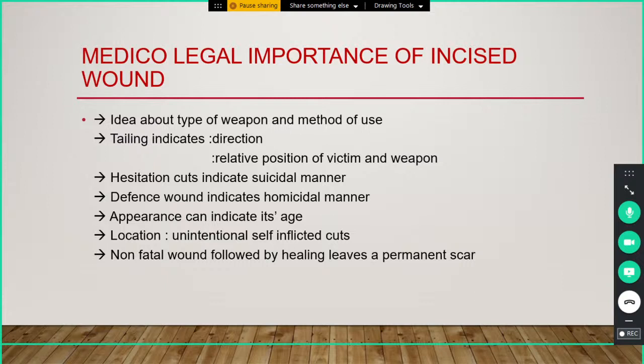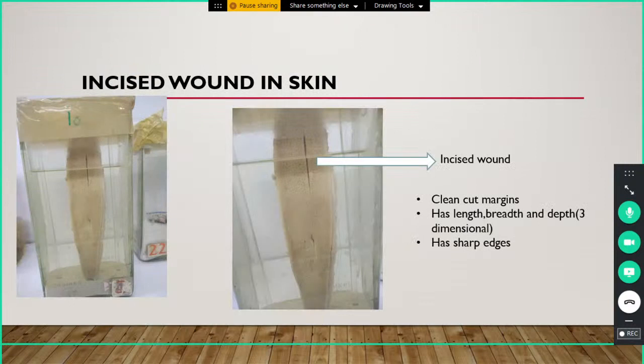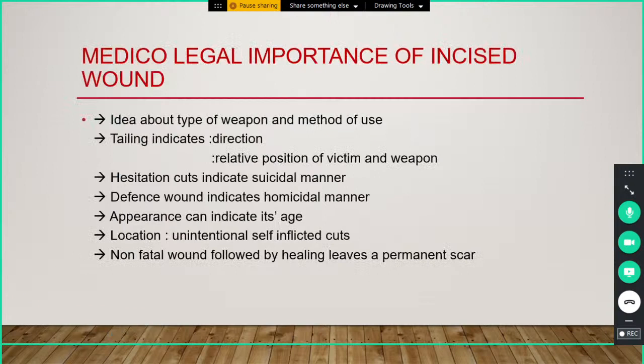What is the medico-legal significance of incised wound? From this incised wound, you can get the idea of the type of weapon or the method used. Can you appreciate tailing downwards? That tailing can give you the direction and the relative position of the victim and accused. Hesitation cuts are suicidal. Defense wounds will be seen in homicidal cases where the victim tries to defend himself in struggle.